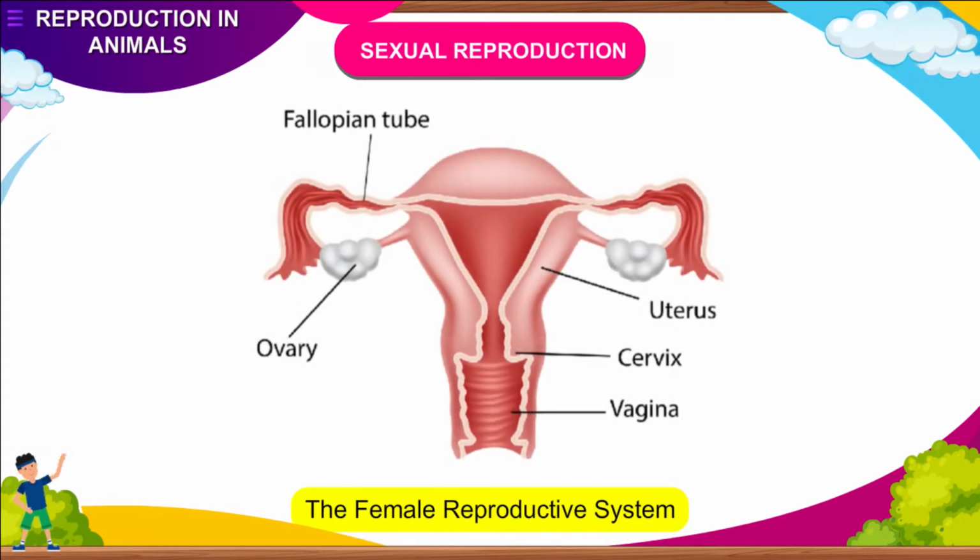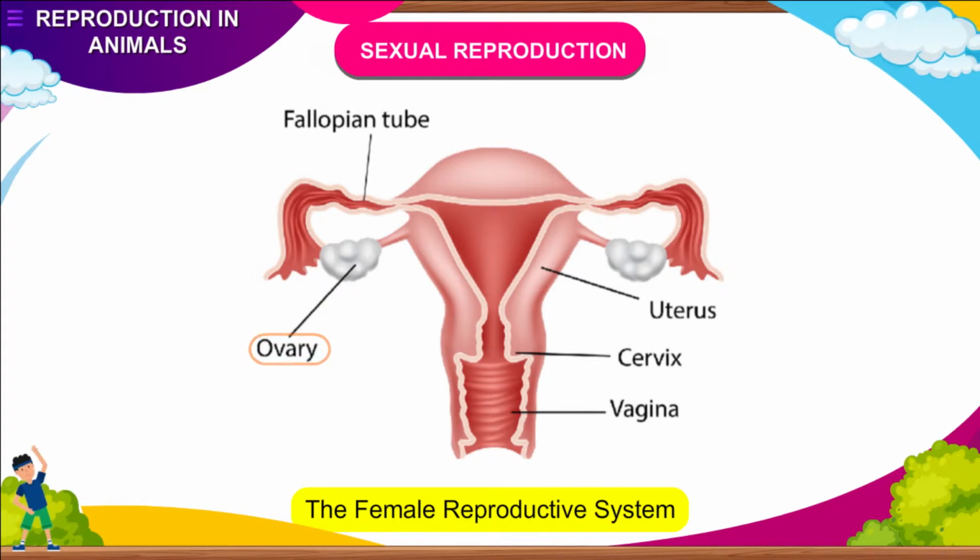The female reproductive system. The female reproductive system has the following organs. Ovaries. Each female has two ovaries situated in the abdominal cavity.